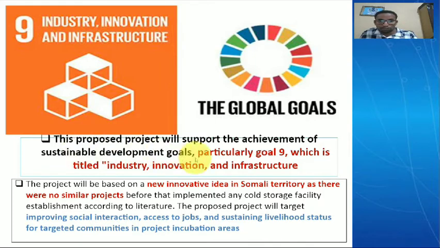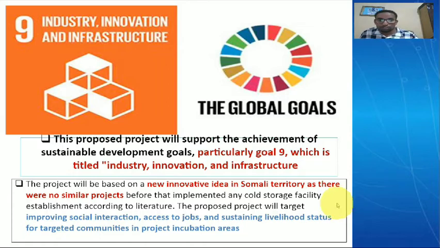So based on that, this will show you how our project will support goal 9, which is industry, innovation, and infrastructure. This proposed project will support the achievement of sustainable development goals, particularly Goal 9, which is titled Industry, Innovation and Infrastructure, as you can see in the picture. The project will be a new innovation in Somali territory, as there was no similar project before. We searched about cold storage facilities in Somalia, and we didn't find any literature showing that a project like this was implemented in Somalia. Because of that, this is a new innovation in Somali territory.